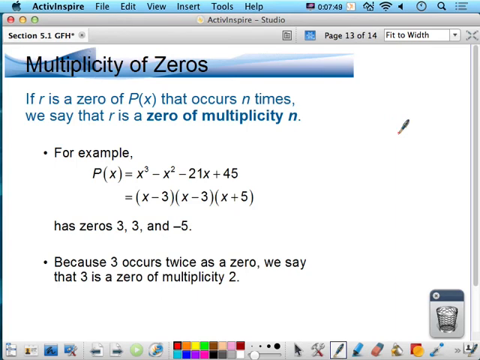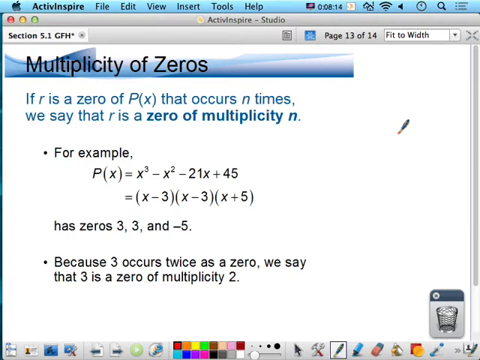The last concept we need to talk about from this section is the multiplicity of zeros. Now this states that if r is a zero of the polynomial, that means that when I plug it in, it equals 0. It's called a solution, a root, or a zero, also known as an x-intercept if it's not an imaginary number. If it occurs n times, then we say that it is a zero of multiplicity n.